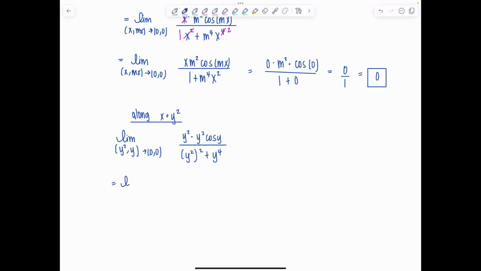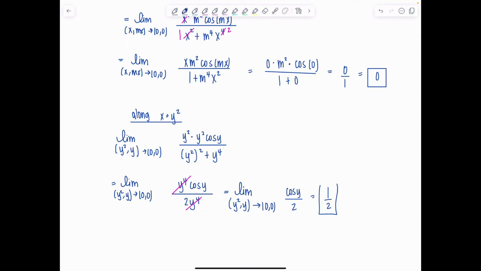And then notice, this is going to be perfect. As (y squared, y) approaches (0,0), I have y to the fourth cosine y upstairs, 2y to the fourth in the denominator. Those cancel. And then we have the limit as (y squared, y) approaches (0,0) of cosine y over 2. And then if I substitute in 0 for y, cosine of 0 is 1. So the limit along this path, x equals y squared, is 1/2.